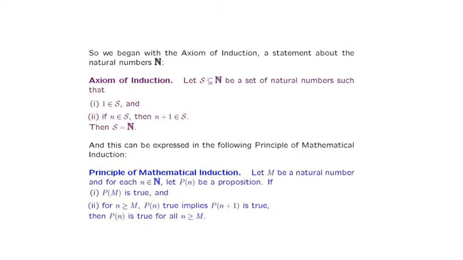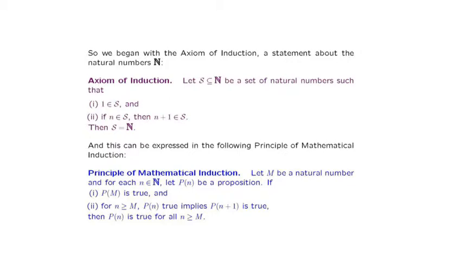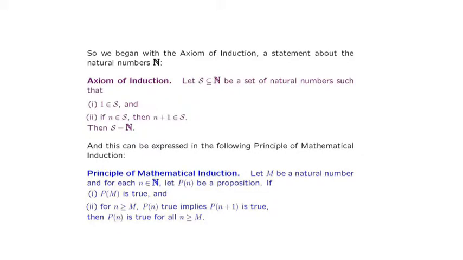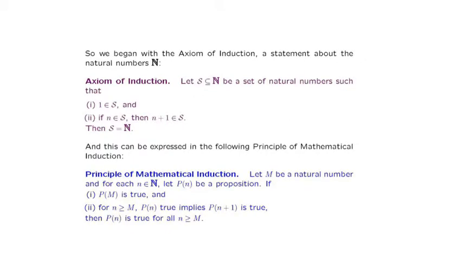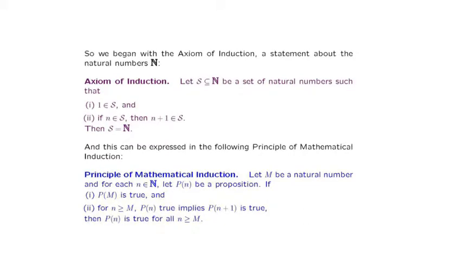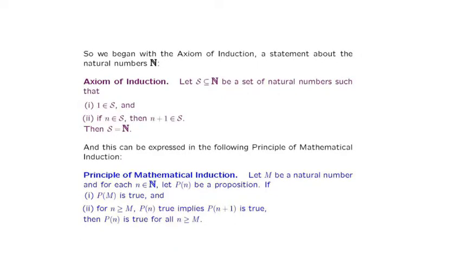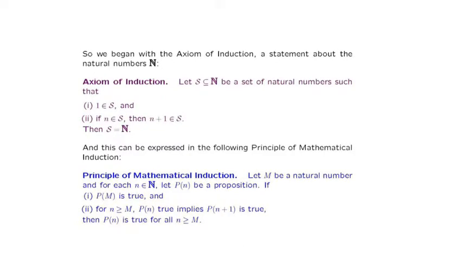So we began with the axiom of induction. It was a statement about the natural numbers. The axiom of induction said that if S is a set of natural numbers such that 1 is in S, and if n is in S, then n plus 1 is in S, then S has to be all of N. This can now be expressed in the useful form of the principle of mathematical induction.